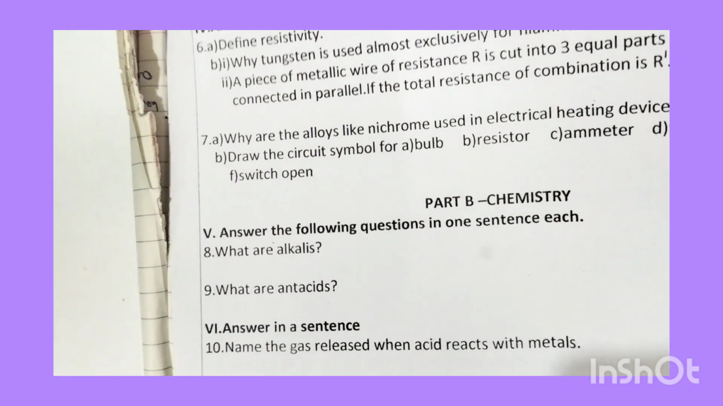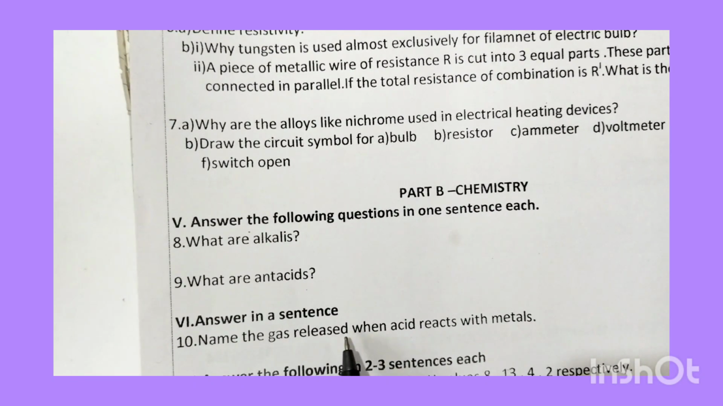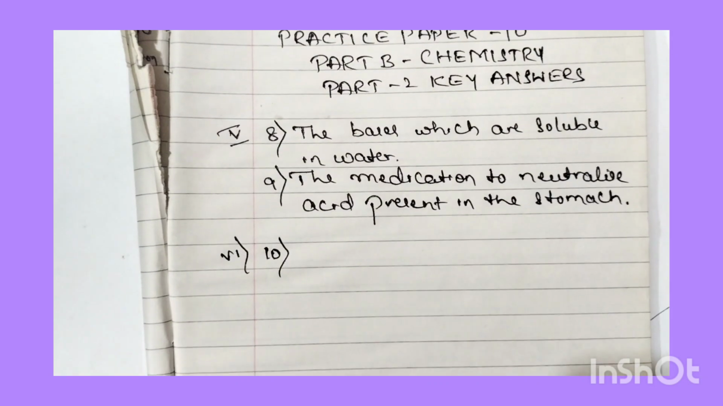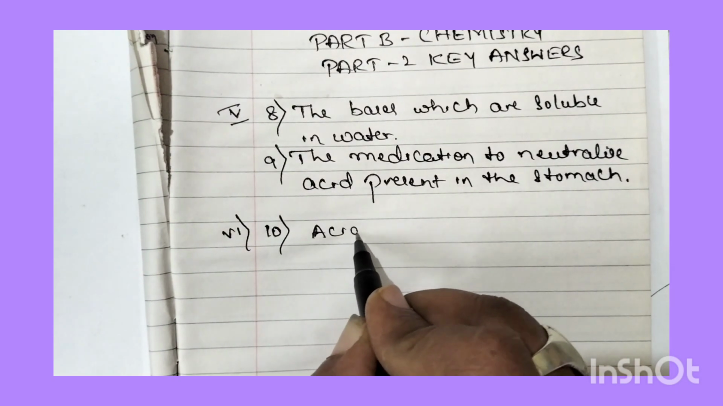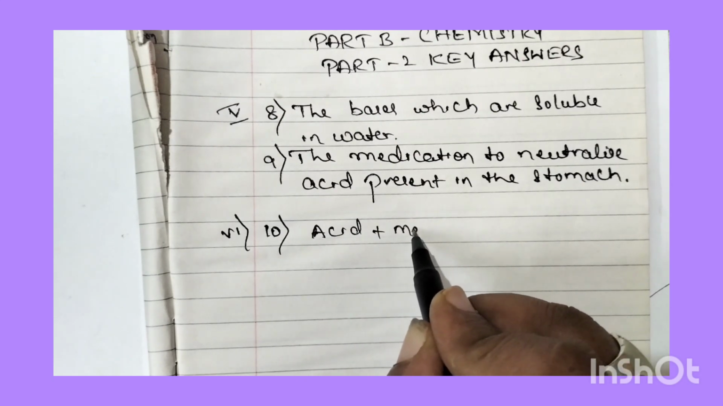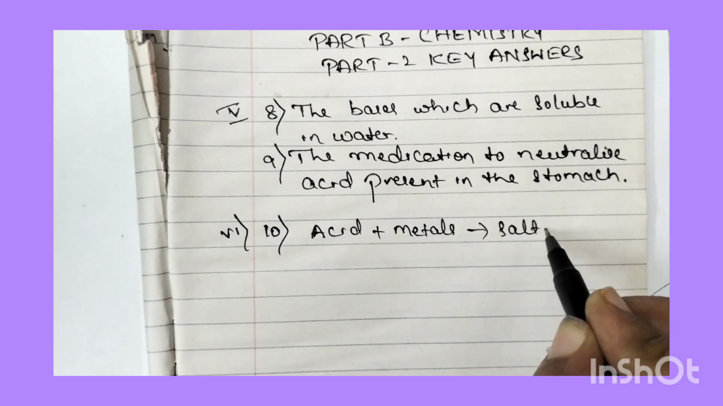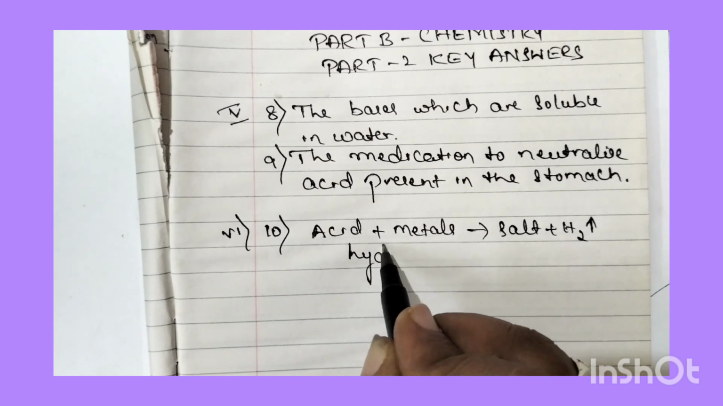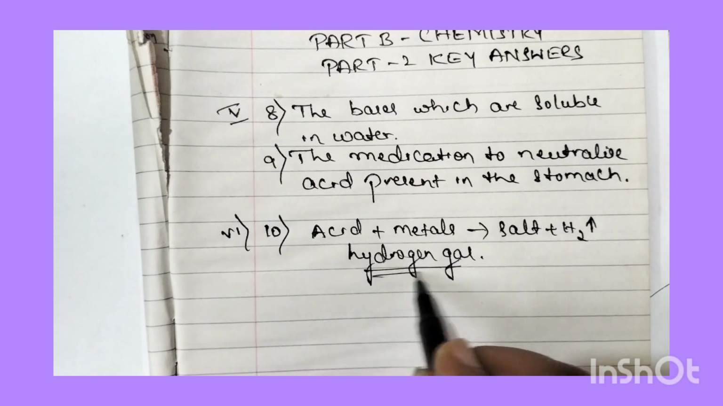Now let us move to the next, 10th question. The 10th question is, name the gas released when acid reacts with metals. What gas will be released when acid reacts with a metal? Generally, acid reacts with metals to form salt, and it liberates a gas called hydrogen. Therefore, the answer is hydrogen gas.